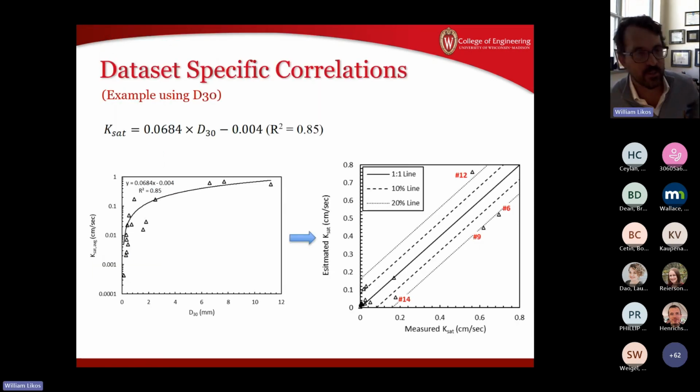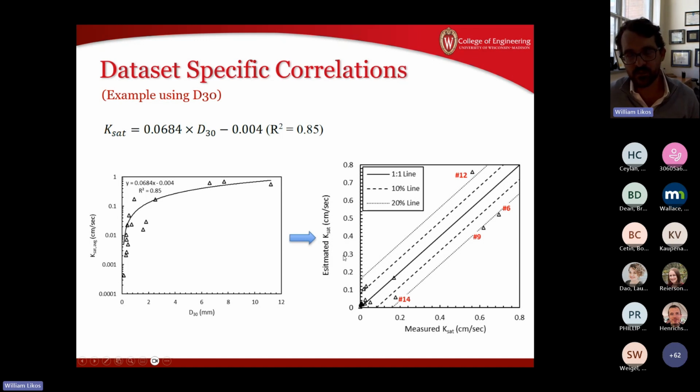This is another example of a correlation that we explored between saturated hydraulic conductivity and grain size parameter D30, so the grain size corresponding to 30% finer material. This is a plot of the data set down here on the left. So there's D30 and the average saturated hydraulic conductivity. This is one of the more robust correlations that we saw. There's the equation for it up there.